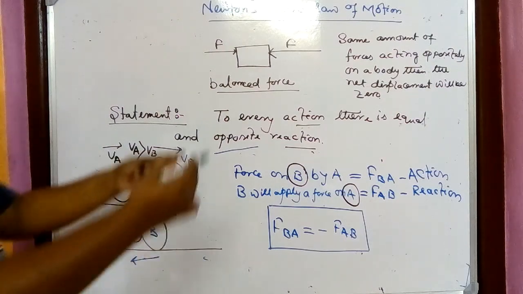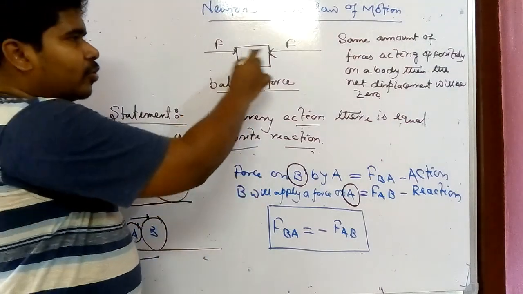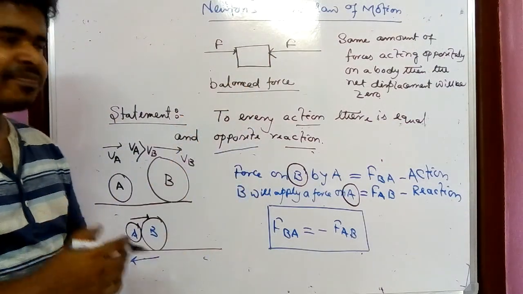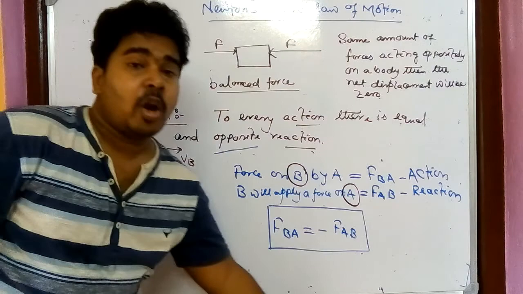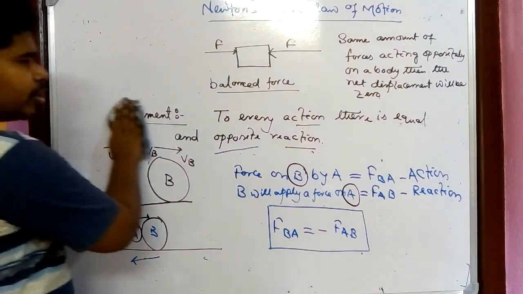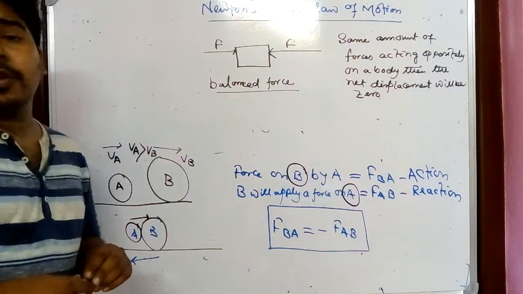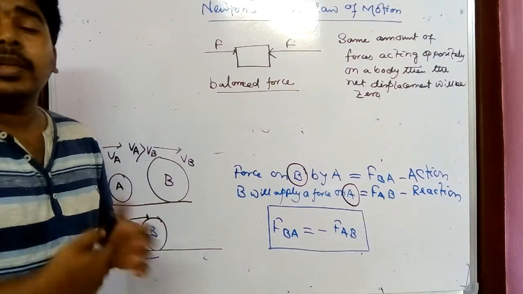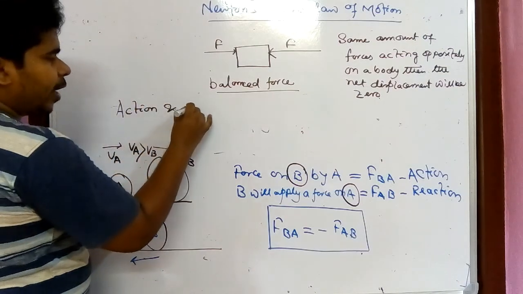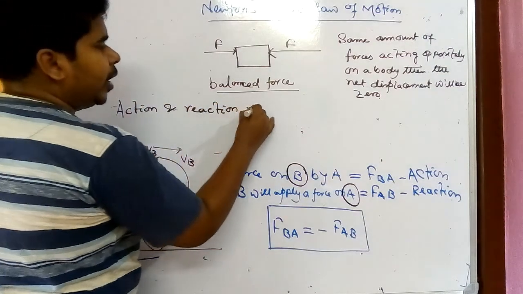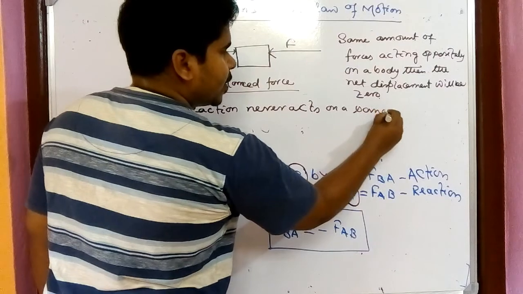So whatever we are talking about the balanced force condition, it happens only when these two forces are applied on the same body. But here you see, the action and reaction never act on the same body. That conclusion we have to make. Otherwise, this problem will arise in our mind: if the forces are equal and opposite, then why did the displacement occur? Simple thing, action and reaction never act on the same body.